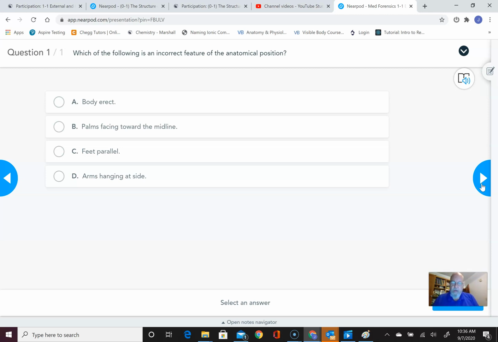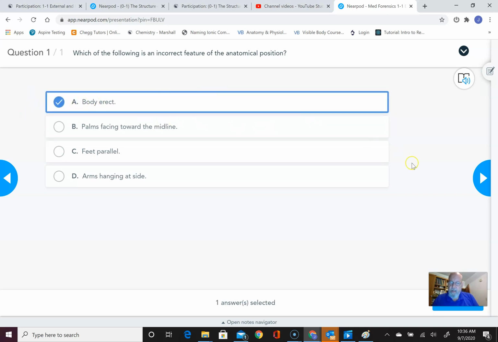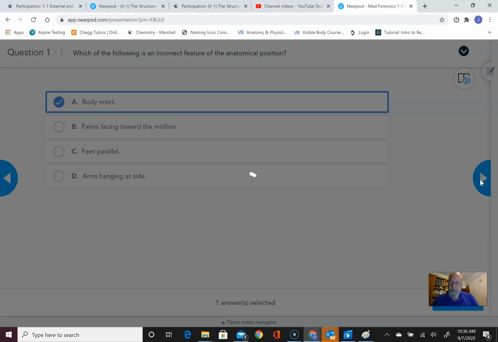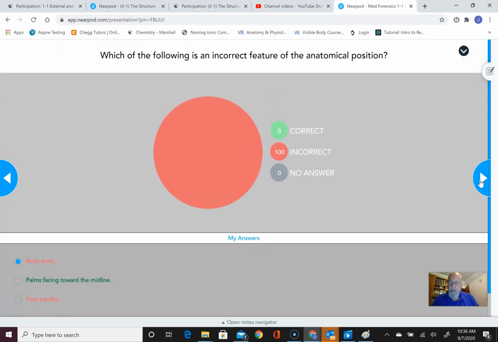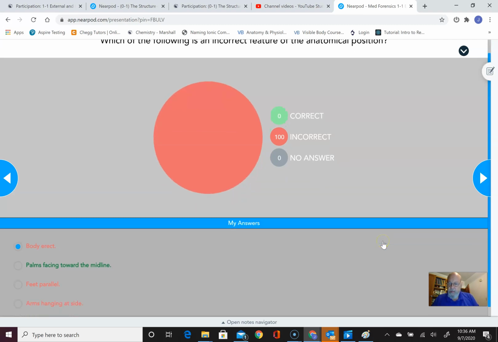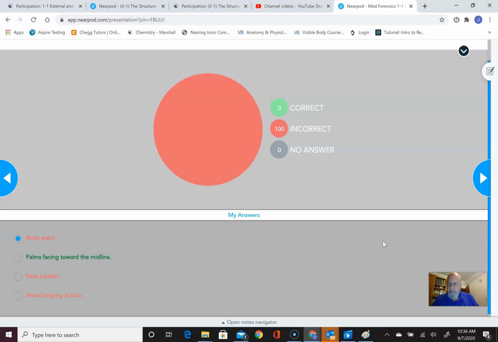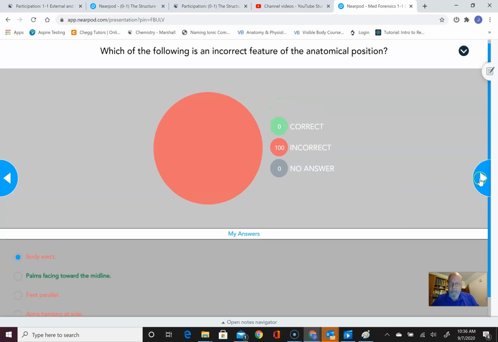And I'm going to answer one of the wrong answers. Body erect is actually a part of the standard anatomical position, so it's going to say that I got this wrong. We were looking for an incorrect feature. Okay, you can see down here that it showed that palms facing towards the midline was the incorrect feature.